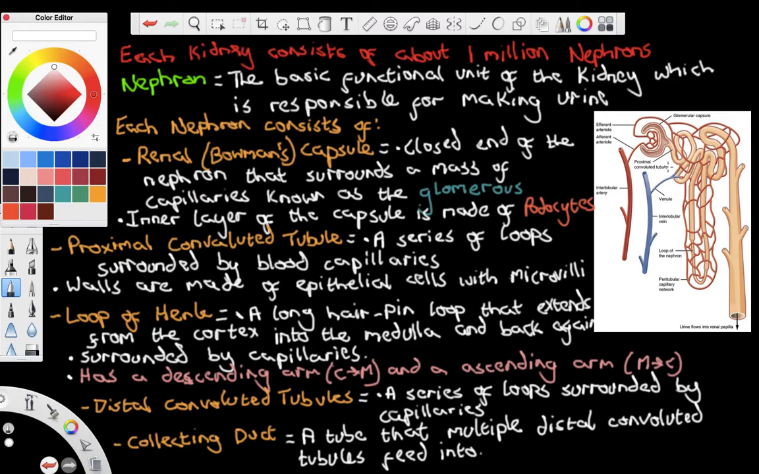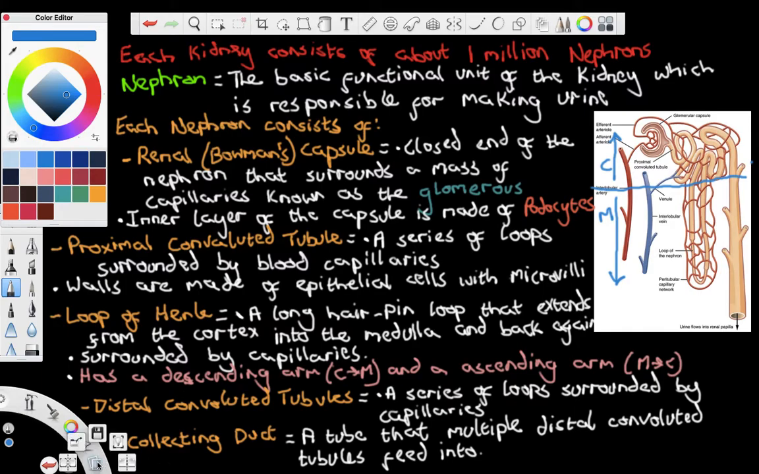So if we were thinking about this diagram, we could sort of break this up into where the cortex is and the medulla is. So your cortex would be this upper part, whereas below the line would be the medulla. So anywhere here would be your cortex, and going down will be your medulla. So we get this loop of Henle dipping from the cortex down into the medulla and back up into the cortex. Okay?